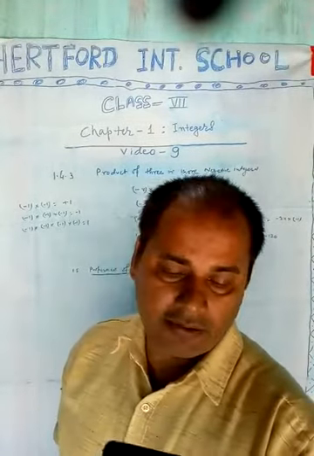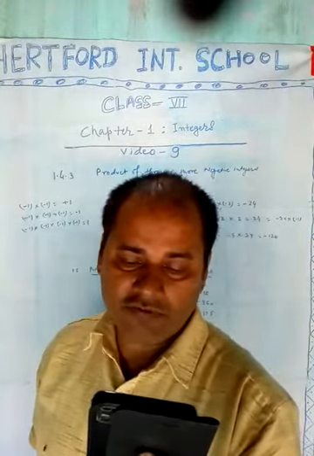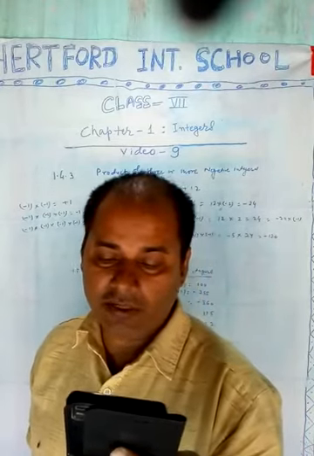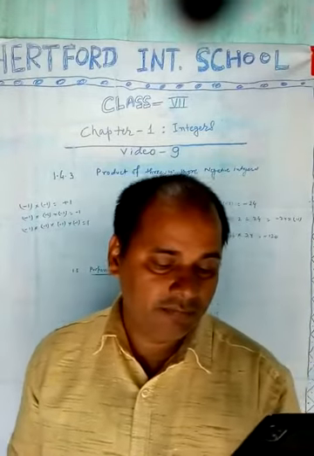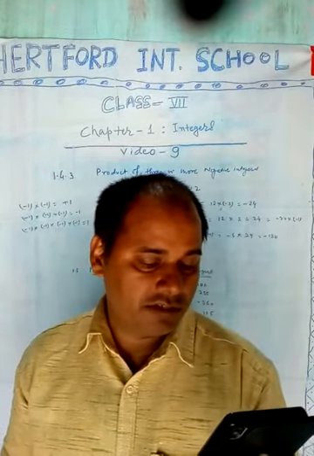Think, discuss and write. The product (-9) × (-5) × (-6) × (-3) is positive, whereas the product (-9) × (-5) × 6 × (-3) is negative. Why?